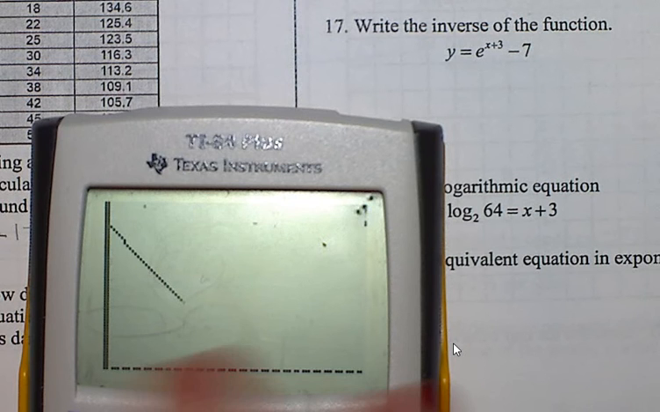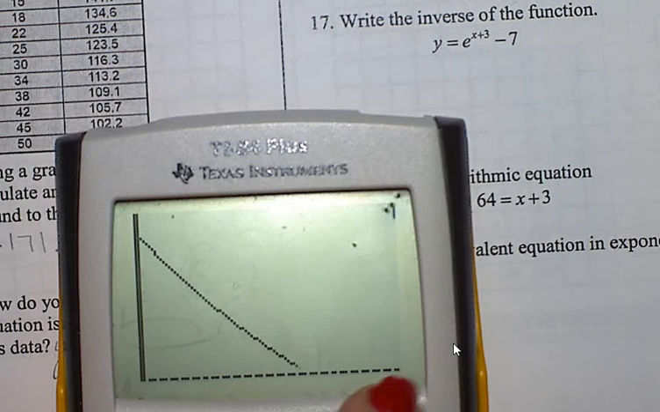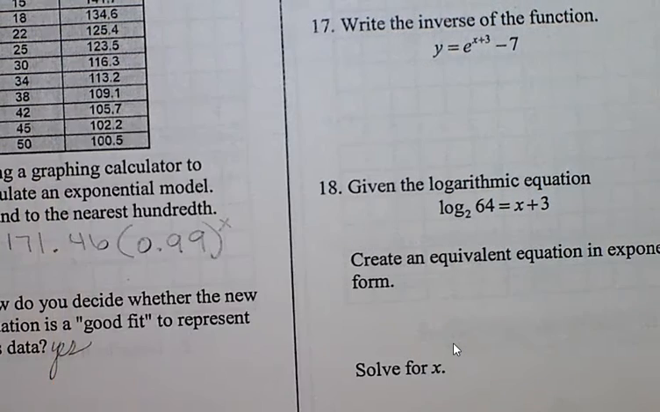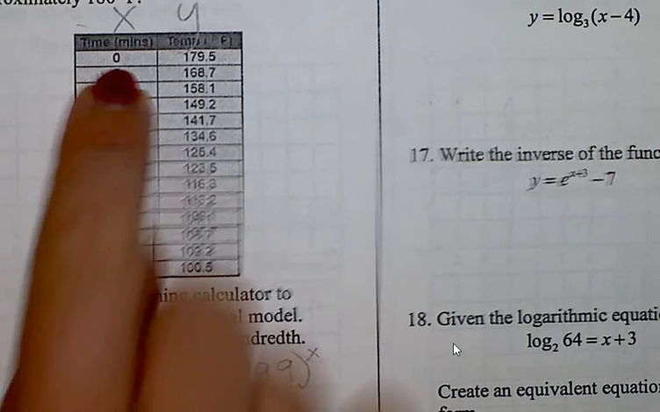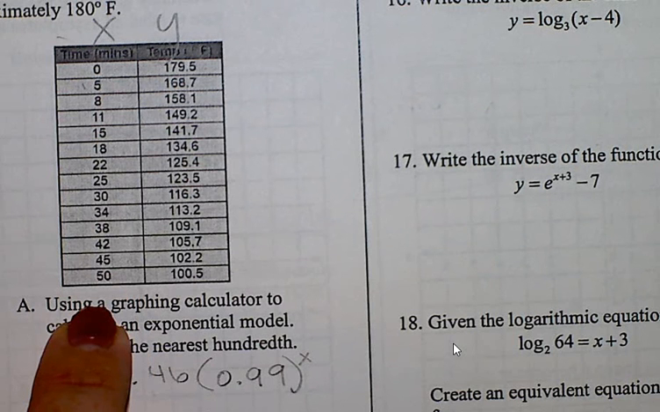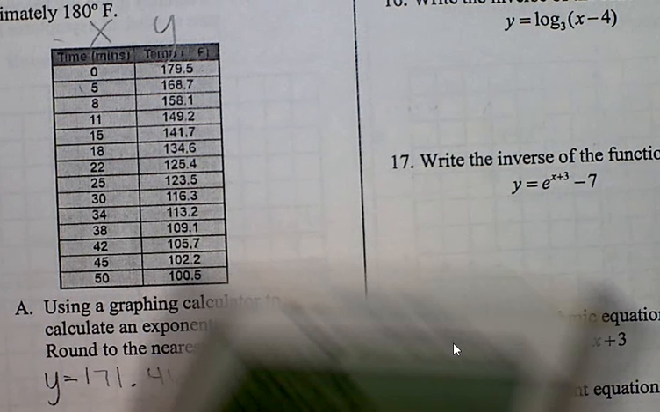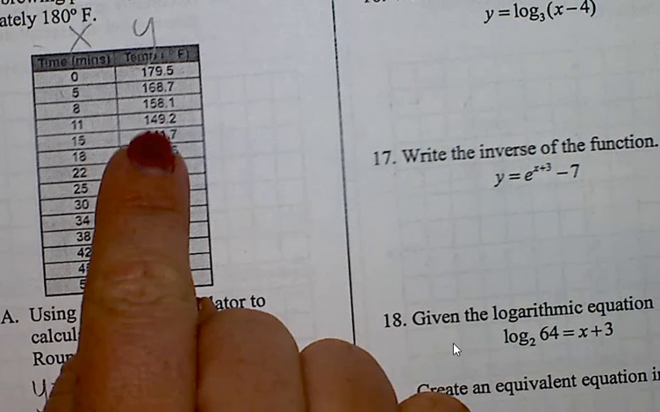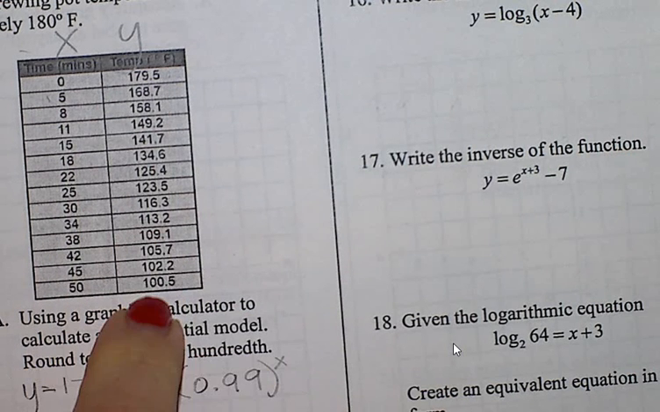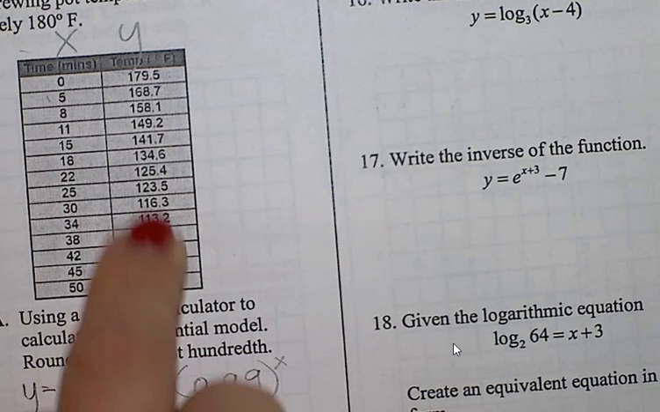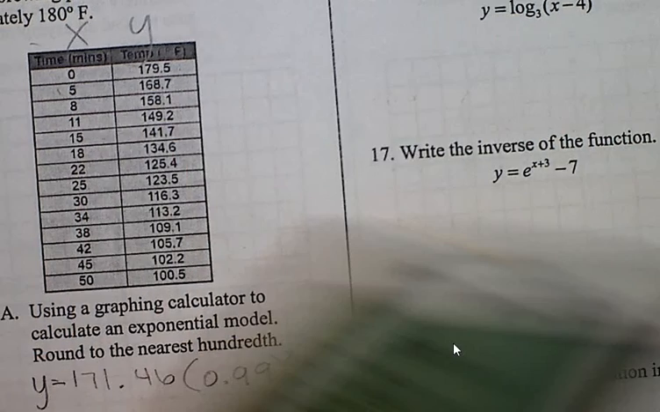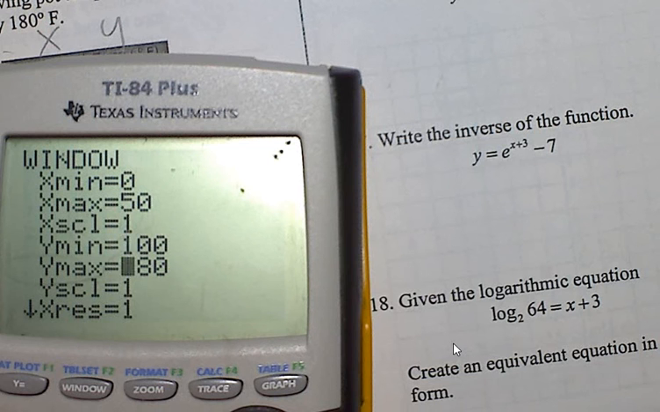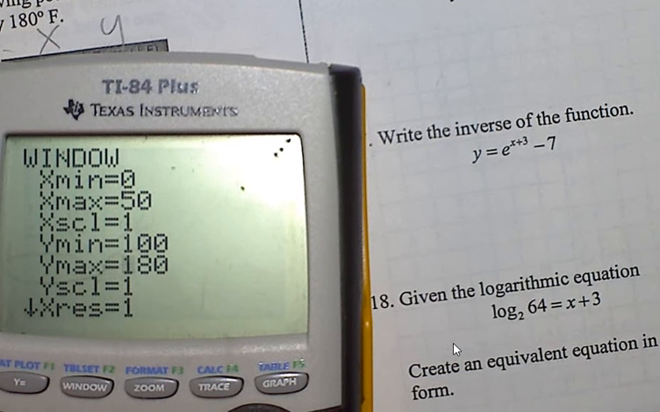Now here's the deal. We need to change the dimensions. So can you hit window, please? I'm sorry, it's still thinking. Do you agree that the x goes from 0 to 50? Yes or no? Yes. So let's change this from 0 to 50. Now the range. The lowest number in the range is approximately 100. The highest number in the range is 180. We can't type in 180 and then 100. It's first the smallest number and then the largest. Once you've done that, please hit graph.